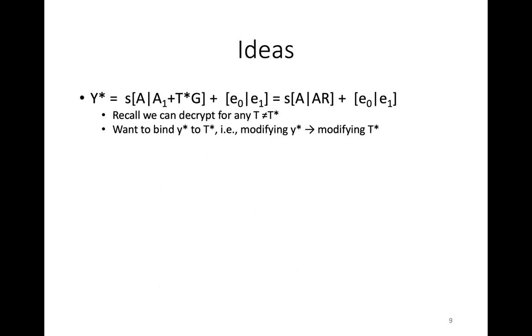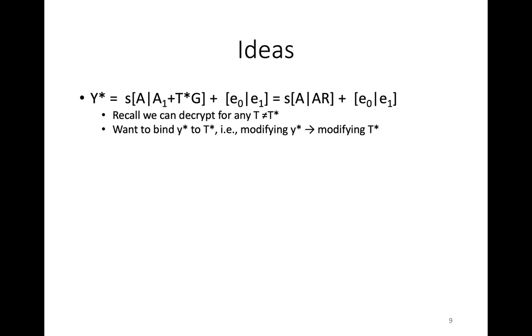So let me give you the ideas of our construction. By looking at the challenge ciphertext, the Y star, we can see that essentially we can answer all decryption queries for any decryption query with the tag T that is not T star. This is also the case after the adversary sees the challenge ciphertext, which has the tag T star.